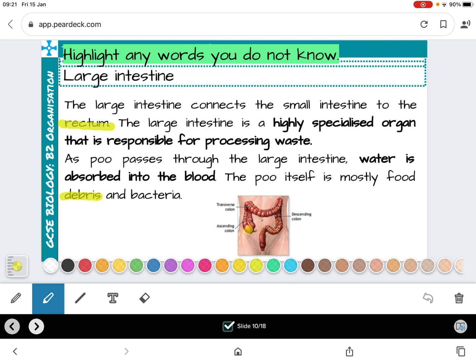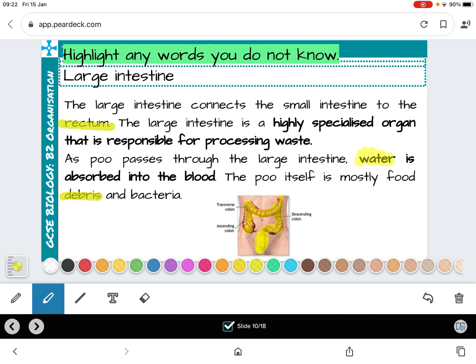The large intestine, so we're looking at this bit here now, connects the small intestines to the rectum. The large intestine is a highly specialized organ. So your rectum is this bit here. Okay, it absorbs water so that your poo becomes a little bit more solid. Poo itself is mostly food debris. So debris is like waste material, bits that are left over, things that can't be digested.